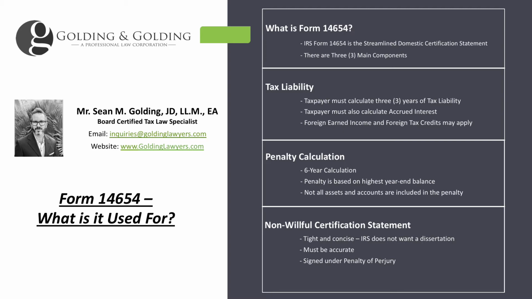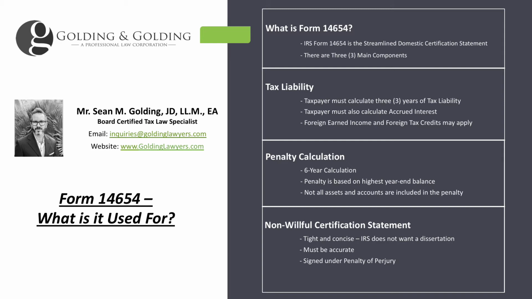Now, the penalty calculation. The penalty calculation is a little difficult, but not impossible. Essentially, what you have is a 6-year calculation compliance period. 3 years for tax returns, 6 years for FBARs. So what you do is this. You have to get the December 31st value for each of the accounts or assets.